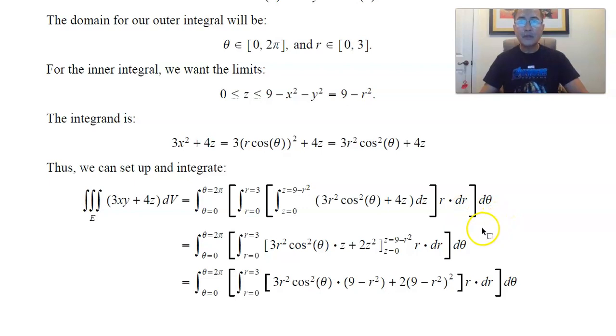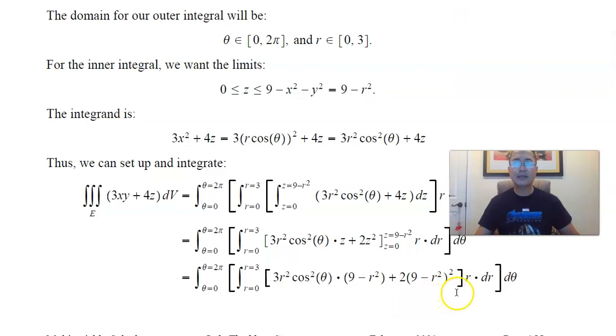So we integrate with respect to z first. We can leave the r out because it's a constant with respect to z. So we have an extra z in the first term. 4z turns into 2z squared. And then we have to plug in our limits. So 9 minus r squared goes into our z. So we have this and into the z squared. So we have this and we put the extra r right next to it, which we will account for in the next step.